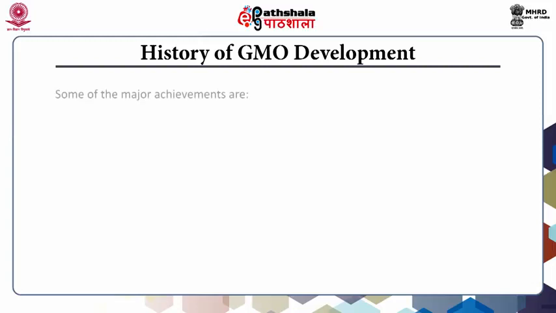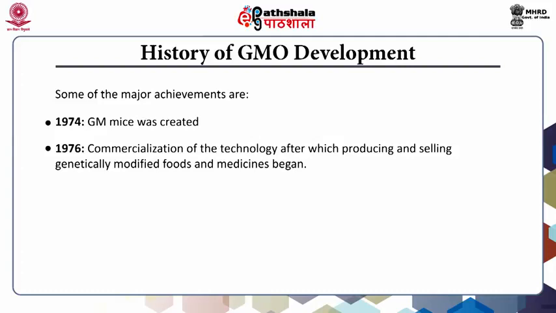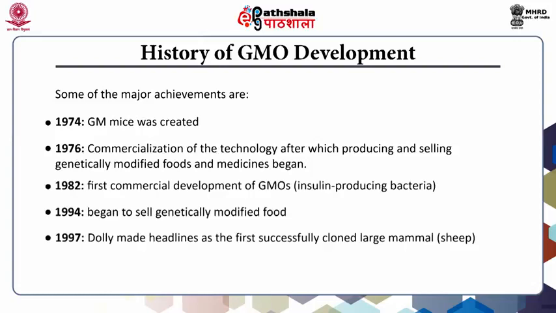in the field. Some of the major achievements of genetic engineering are: in 1974, GM mice were created. In 1976, commercialization of the technology began, after which producing and selling genetically modified foods and medicines started, which led to a number of further GMOs. In 2003, GMOs began to be sold as pets, which are named glowfish.